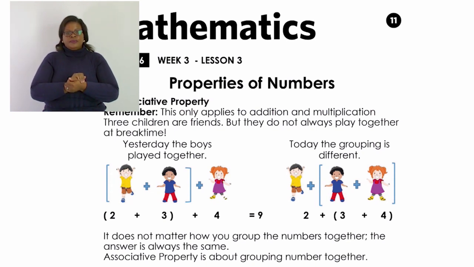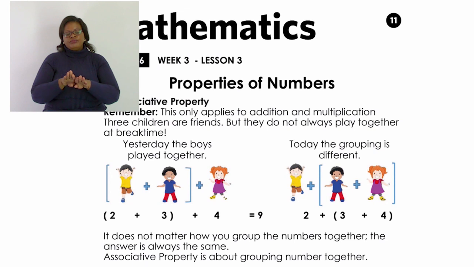So let's see, it says there that this only applies to addition and multiplication. Like in that example, we see that there are 3 children that are friends, but they do not always play together at break time. So there you see it says that yesterday the boys played together, and then on the other side it says that today the grouping is different. So it has to do with groupings. And the reason for associative property normally is for you to make your mental calculations easier. All right? That is the purpose behind it. And I will show you later what I mean.